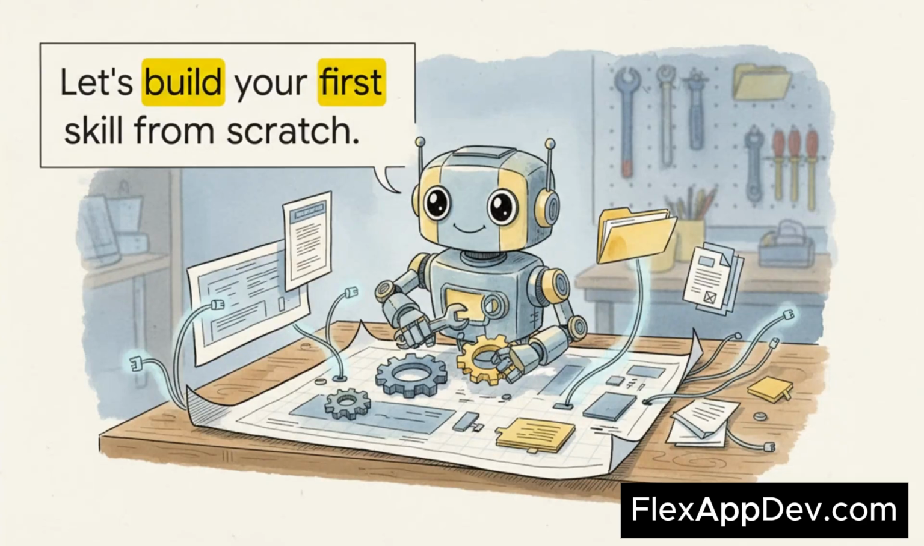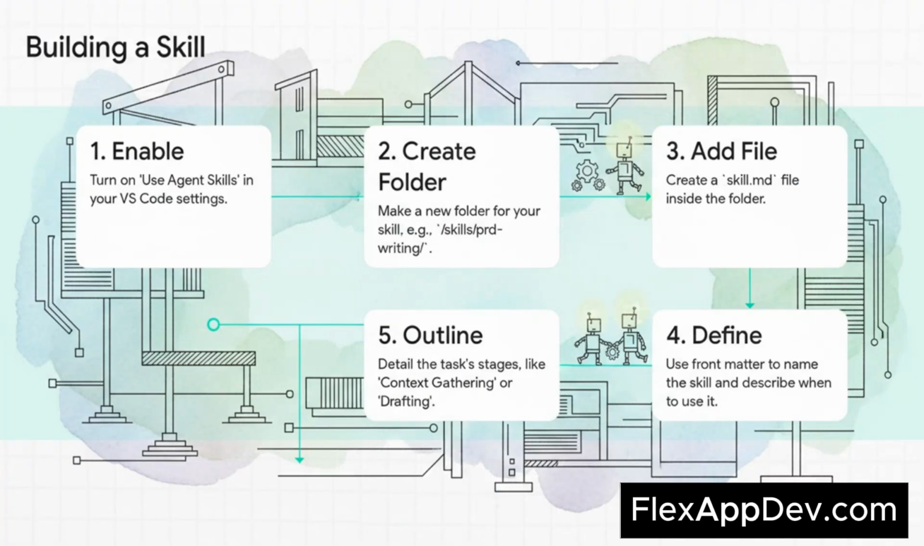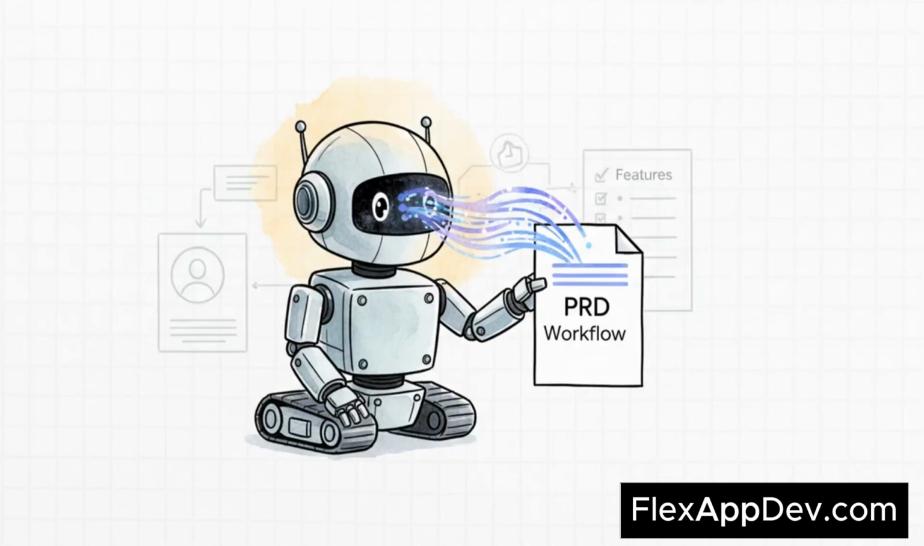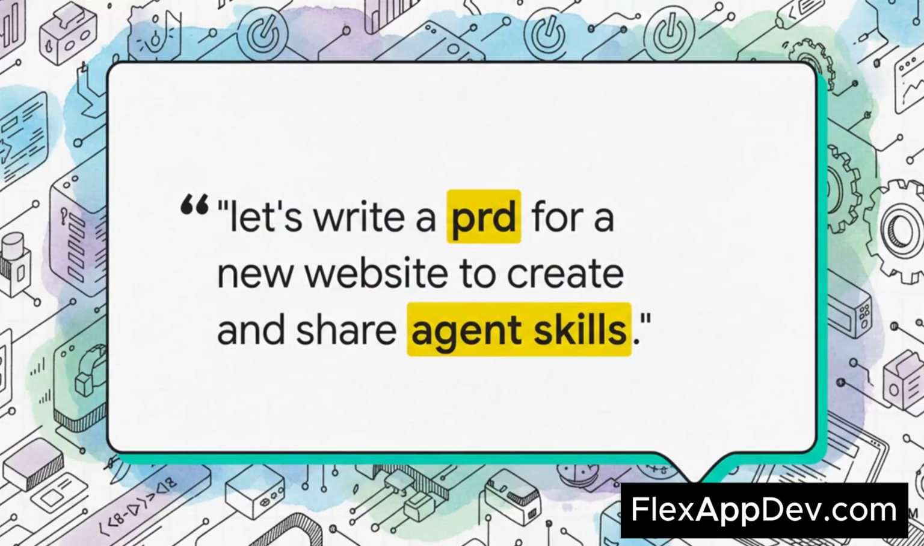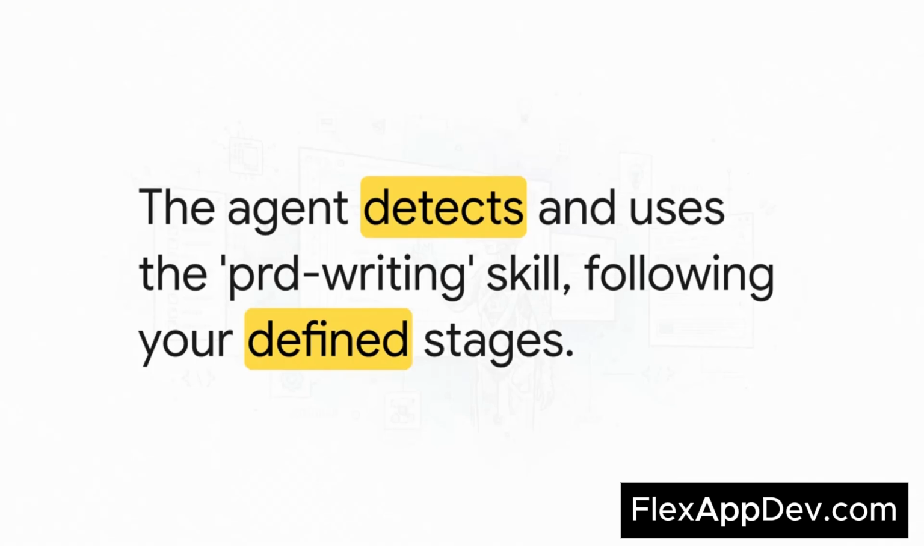All right, let's actually build one. It's way easier than you might think. You just enable the feature in Settings, create a folder, and add a simple skill.md file inside. And just like that, the agent now gets your unique process for writing, say, a product requirement document. So now when you ask it to write a PRD, it knows exactly what skill to grab. It automatically finds your custom skill and just follows the steps you already laid out for it.